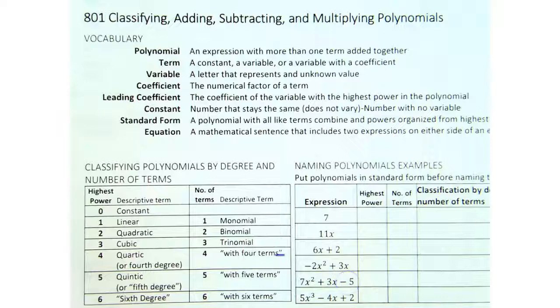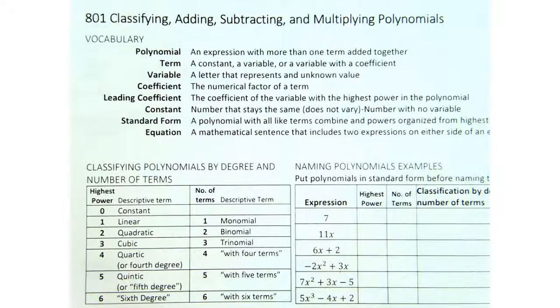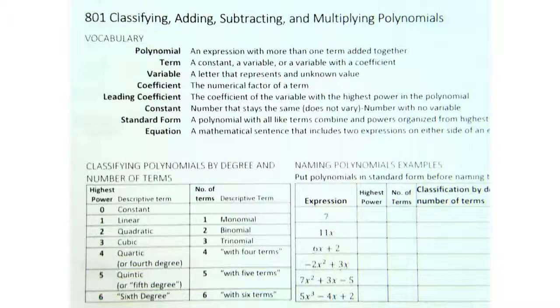The letter in any term is the variable. The number in any term is the coefficient. The coefficient of the variable with the highest power is called the leading coefficient. It comes at the beginning of the polynomial when the polynomial is put in standard form with the highest power first. Now that you understand the vocabulary, we're now going to learn about classifying polynomials by degree and number of terms.